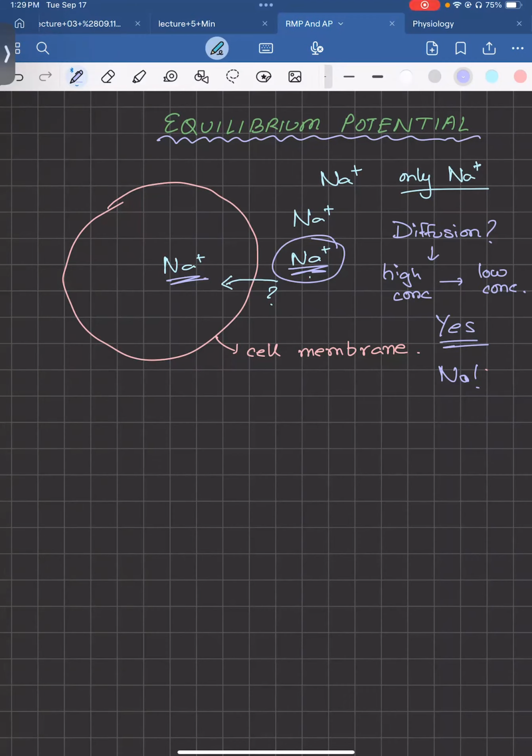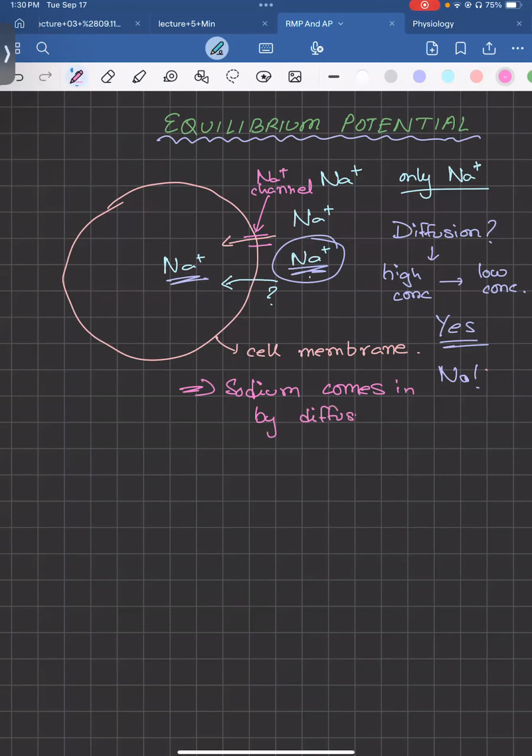All right. So how do we solve it? We're going to give it a pathway. We're going to give it some sodium channels. Now it has sodium channels. Now can it come in? Probably, yeah. And they would want to come in, by diffusion. Cool. So sodium comes in by diffusion. All right. Cool.